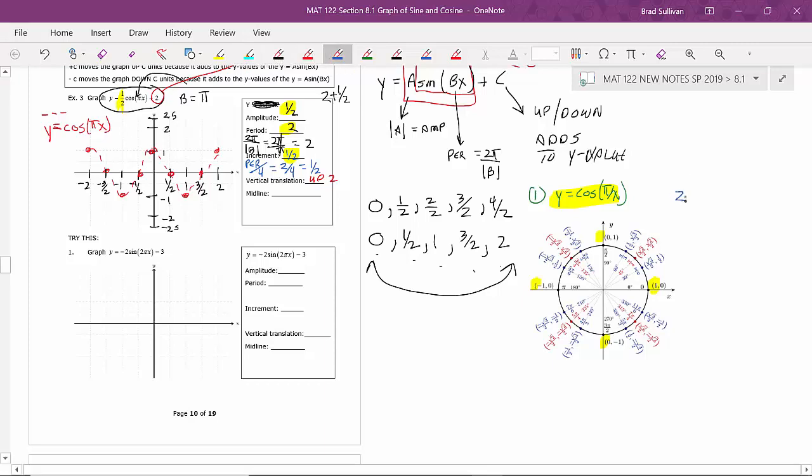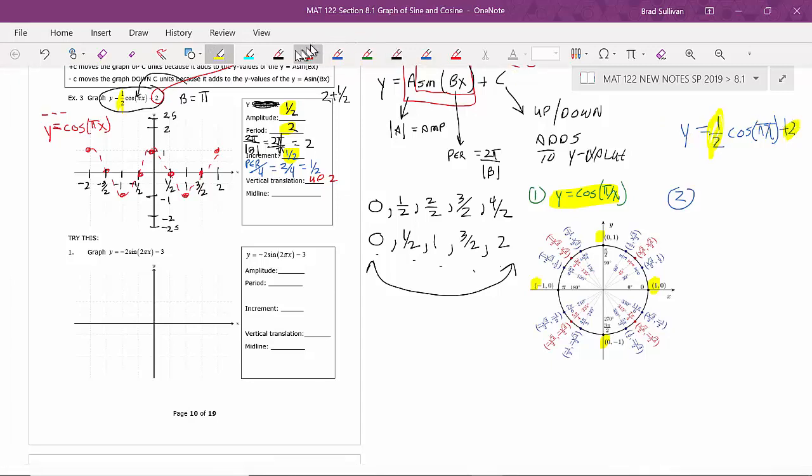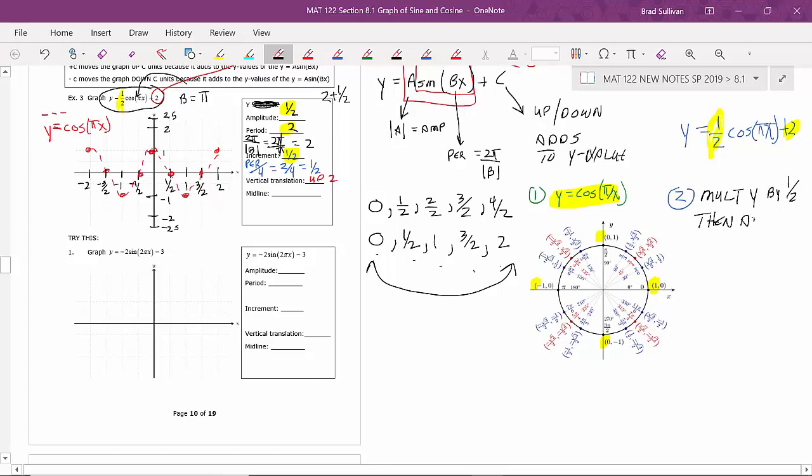Now the second step is we're going to do this. Since we're working with y equals 1/2 cosine pi x plus 2, all you're going to do is look at these numbers right here, and you can do this all in your head. You really can. We're going to multiply y by 1/2, then add 2. Just take these key values on your original graph. I'm going to start here with this y value of 1. So we just do 1/2 times 1 plus 2. That gives 2 1/2. So that point moves all the way up to 2 1/2. That's your first point.